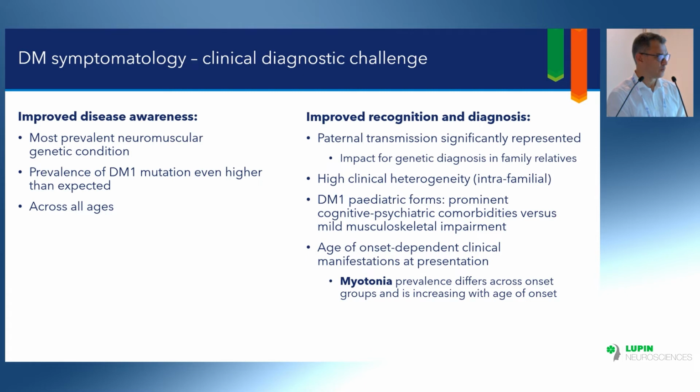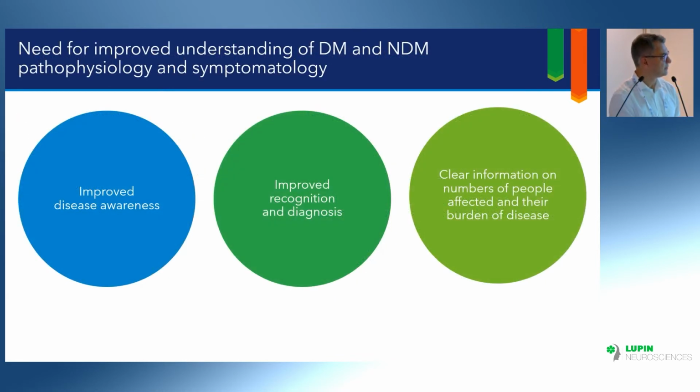But interestingly, we see that myotonia as a symptom is highly represented and can be severe. It differs across the age and the subgroups, but this is a main manifestation in this large phenotypic spectrum. I will finish here with this conclusion to highlight the need to improve our understanding of both the myotonic conditions, the dystrophic myotonia and the non-dystrophic myotonia, at the level of diagnosis, but also pathophysiology, and of course to have a clear knowledge of the number of patients that are affected and to measure and quantify the burden of the disease.